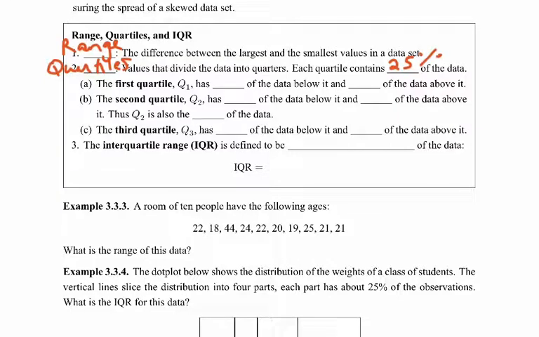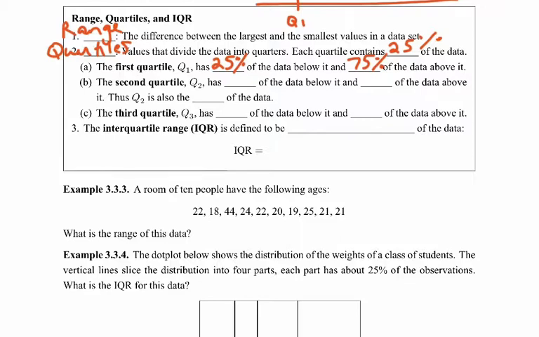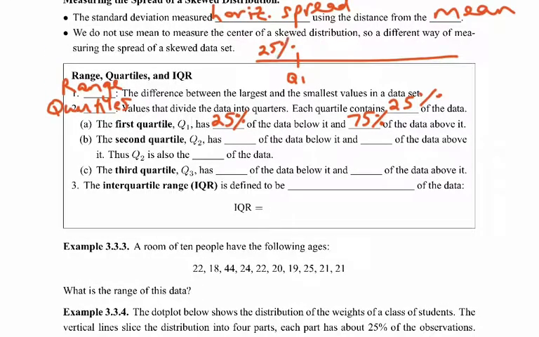25% of the data. The first quartile, the symbol we use is Q1, has 25% of the data below it and 75% of the data above it. If you think of it in terms of a number line, if I have Q1, then 25% of the data would be below it, and 75% of the data would be the rest of it, above it.